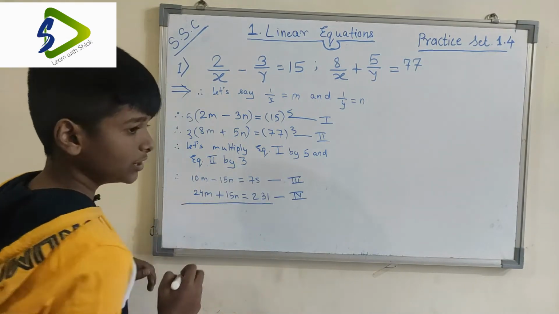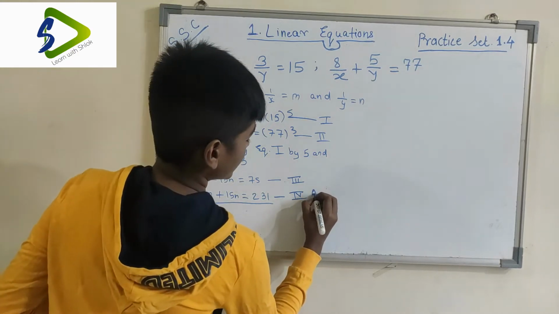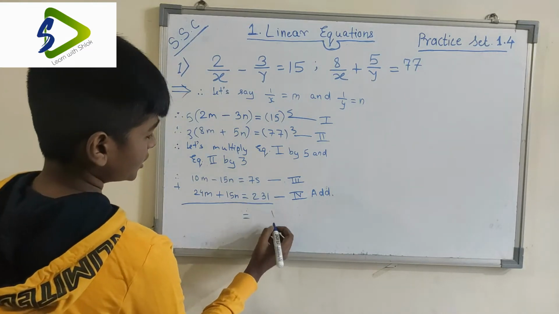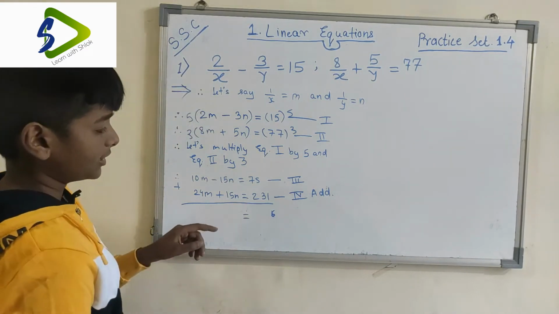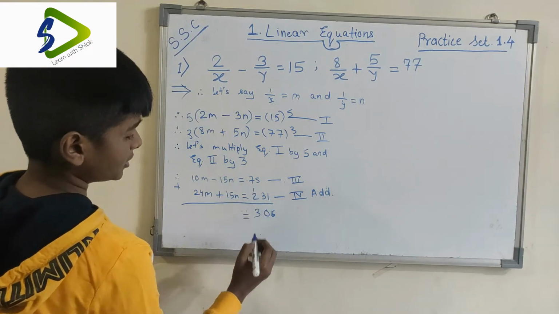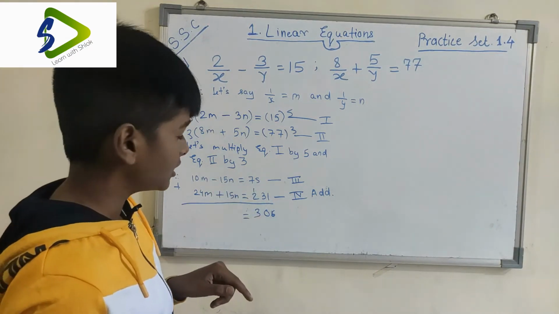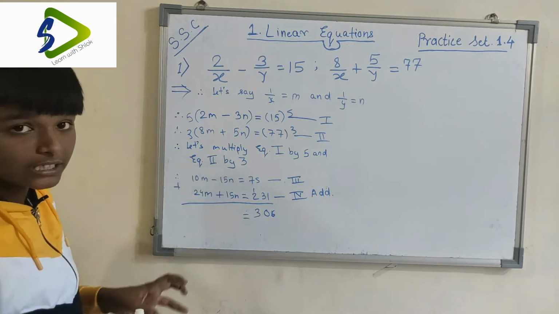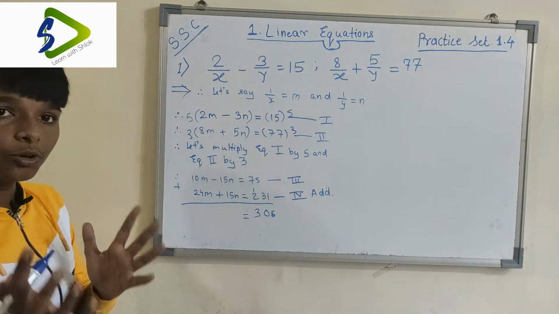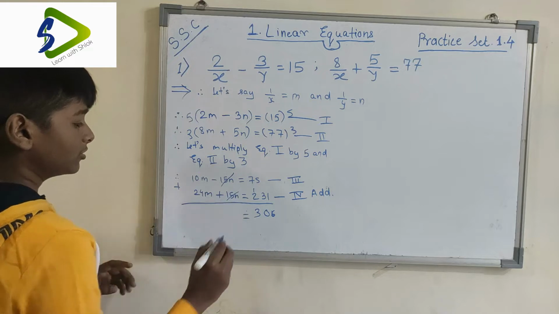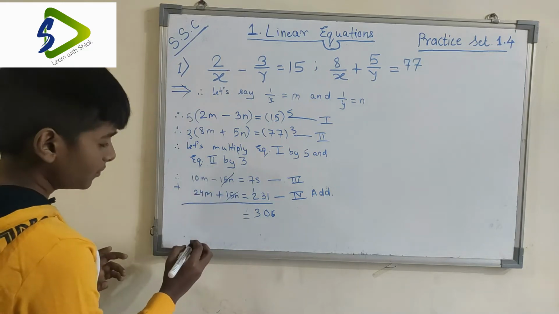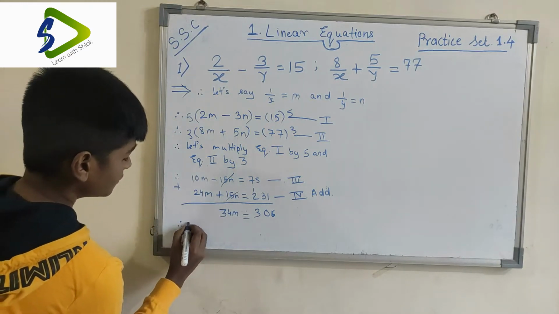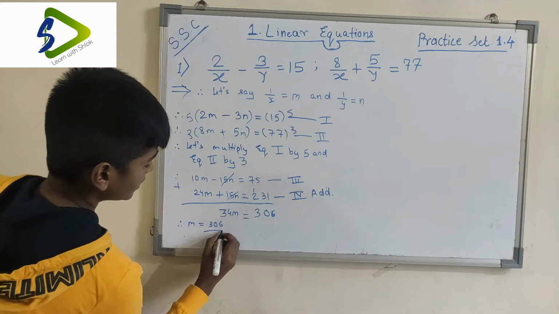Now we can add these two equations. If you add them, 75 plus 231 will be 306. Then minus 15n plus 15n will be 0n, so we cancel both out. We just get m, and 10m plus 24m is 34m. Therefore we can conclude the value of m is equal to 306 by 34.